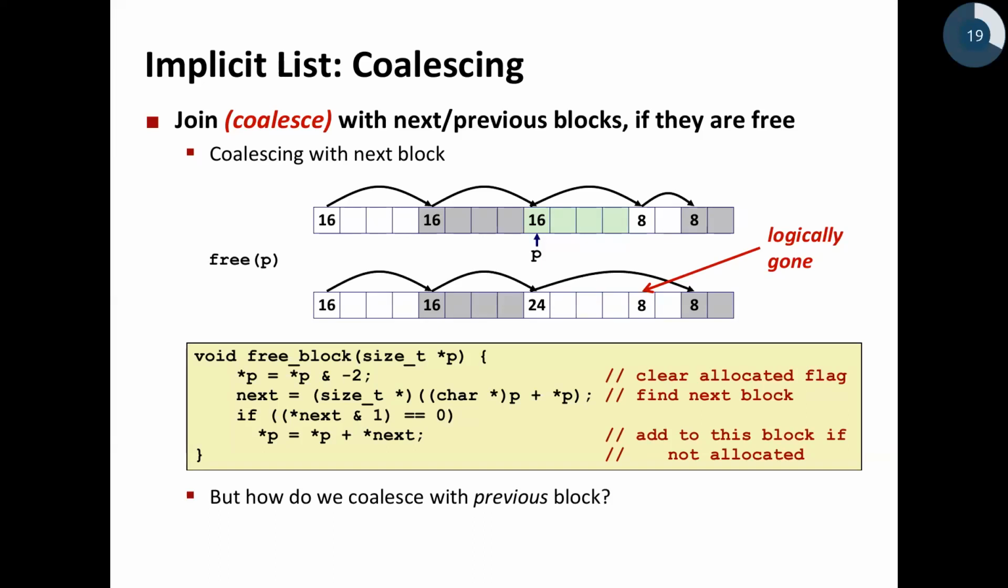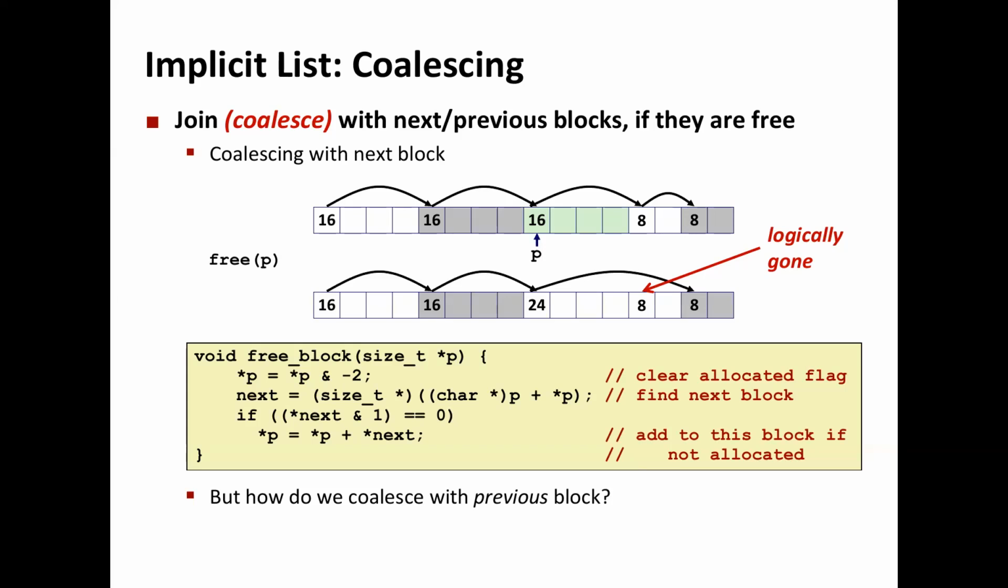Because how do we coalesce with the previous block? Any ideas? Yeah, so I mean, how do we coalesce? Because I know how to go forward, but we don't know how to move backward. Because I don't know what block size is in front of me, right? So how do I know how large the block in front of me is? Okay, go ahead.